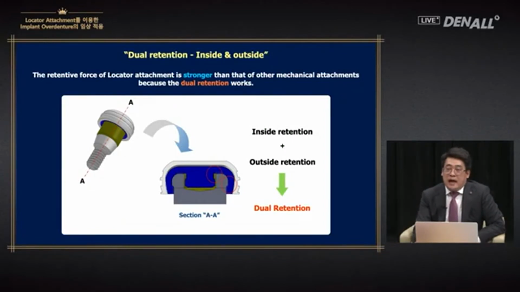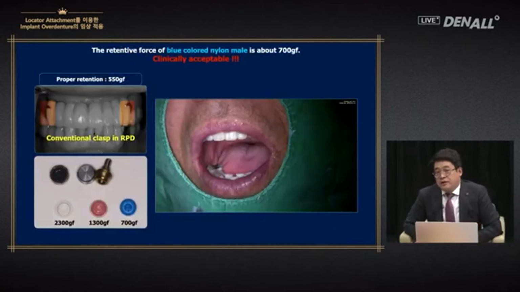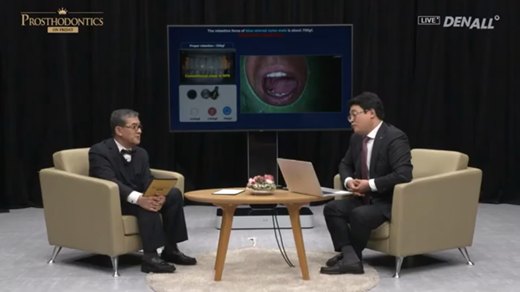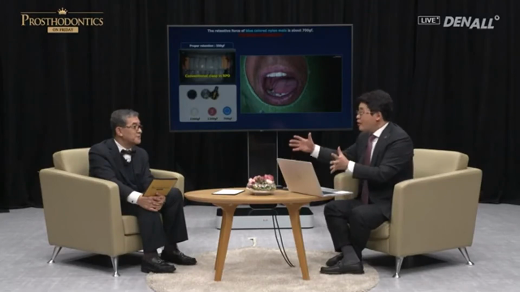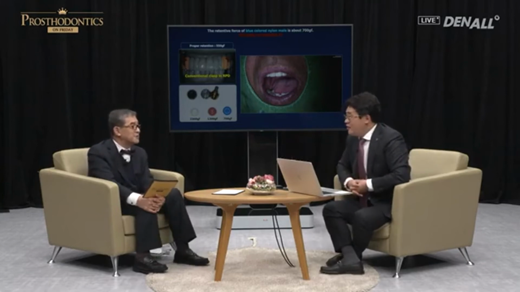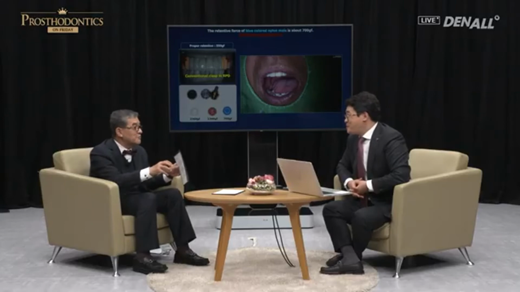In clasp RPD, the appropriate retentive force is 550 gram force. This is to avoid too much burden on natural teeth. Locator connected to implant: the blue one is 700 gram force, which means that the implant can withstand that, but personally I believe pink or white is too strong. I'd rather the vendor provide me 2 blues and 1 pink. Clinically, the white is piling up, and I'm lacking in blue. I hope the vendor provides more blue.